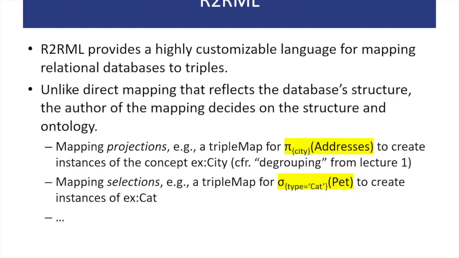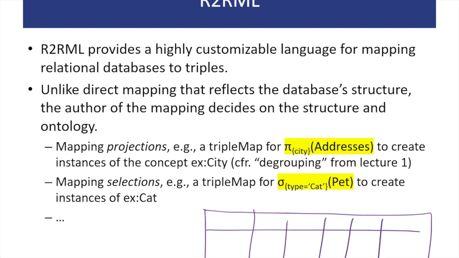Now, again, to reiterate, why is R2RML so powerful and flexible? Well, it allows you to avail of projections and selections in your queries to generate RDF. What do I mean by that? Well, let's assume you have a table and you have multiple columns, you have multiple rows, and it can be that you have a couple of columns inside your table that represent a concept.